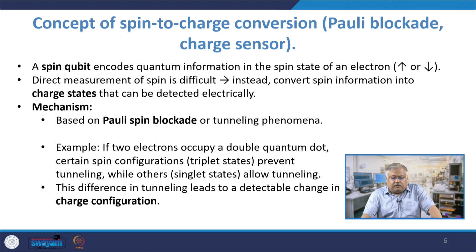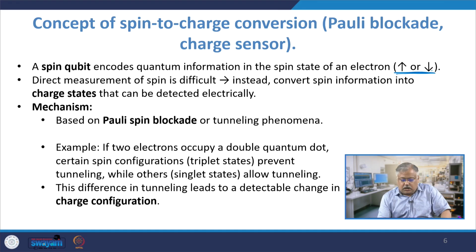Now, let us look at poly blockade and charge sensor. As you are aware, a spin qubit carries a state, either spin up or spin down. Direct measurement of spin is obviously very difficult, because it is such a micro level calculation that it is very difficult for any hardware to find out the state of the spin, whether it is clockwise or anti-clockwise, spin up or spin down respectively. And therefore, that is the logic behind conversion of spin information into a charge state.